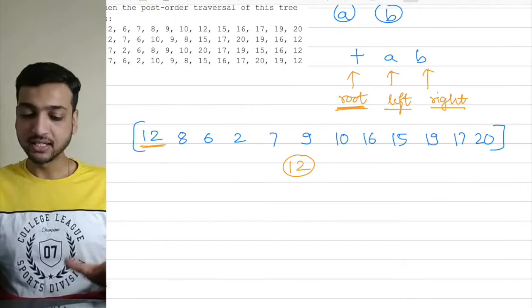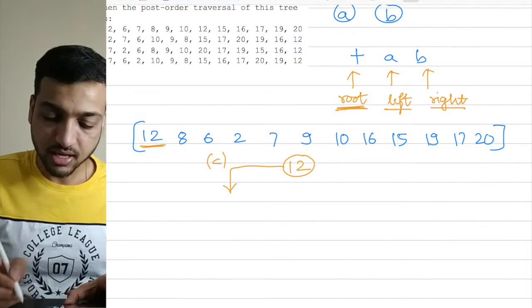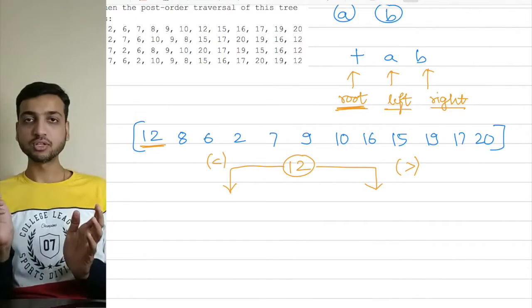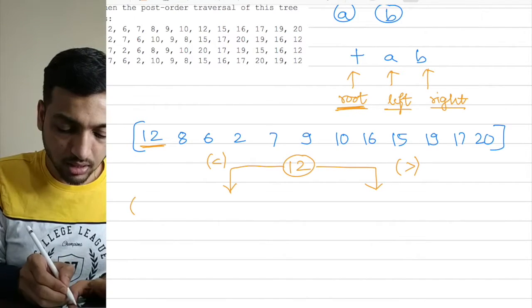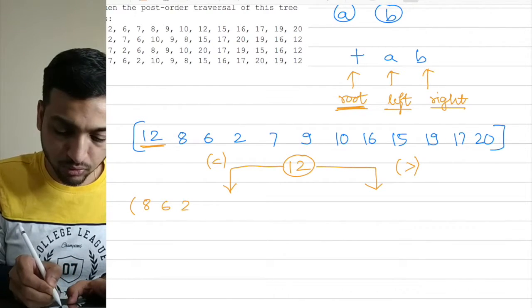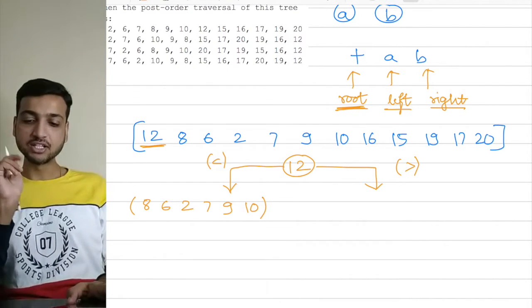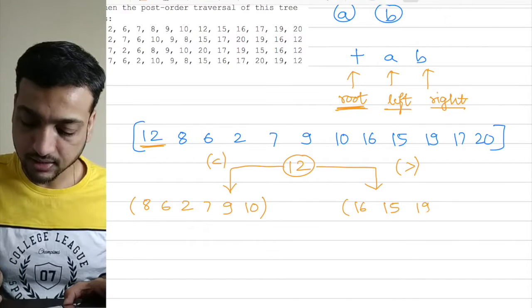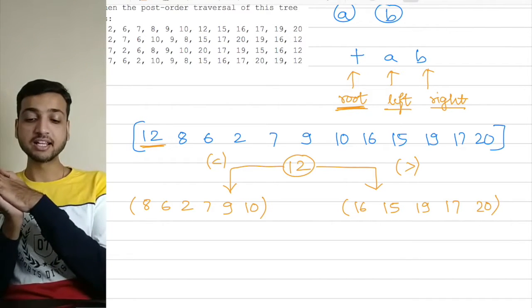Now since it's a binary search tree, all the values to the left are going to be less than 12 and all the values to the right are going to be greater than 12, because this is the property of a binary search tree. So let's quickly note down 8, 6, 2, 7, 9, 10. These are the values less than 12, and then 16, 15, 19, 17, 20. These are the values greater than 12.